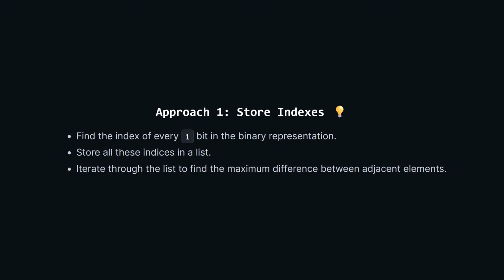So, the first approach is exactly what we just did in our manual walkthrough. We can use a loop to check every single bit position. Whenever we find a 1, we save its position index into a list. Once we've checked the whole number, we just do a quick second pass over our list of indices to find the biggest gap between neighbors.